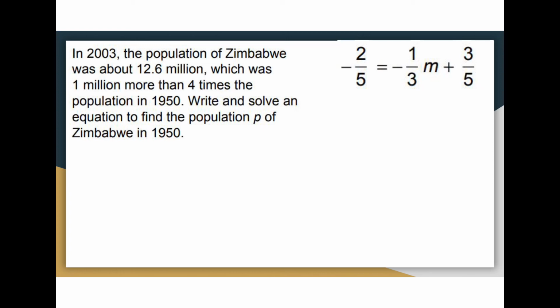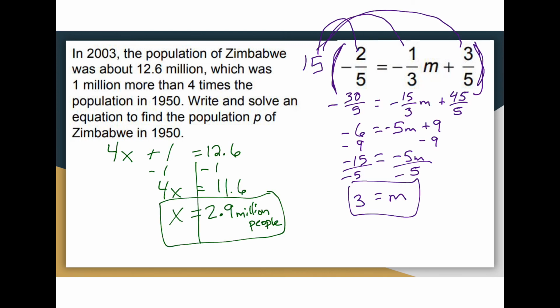There we go. All right, and here we have 2 more problems to do. So once again, pause the video, give it your best shot. When you resume, you'll see the work. All right, here we go. So for the word problem, the population of Zimbabwe was about 12.6 million. So here's our equals. Was is going to translate to equals 12.6, which was 1 million more than means addition, 4 times the population, where x is that population. Actually, it should probably be a p. So we have p equals 2.9 million people.